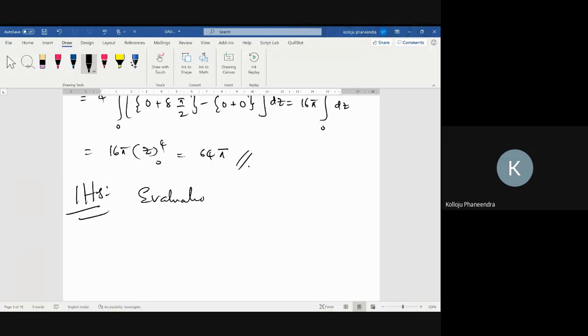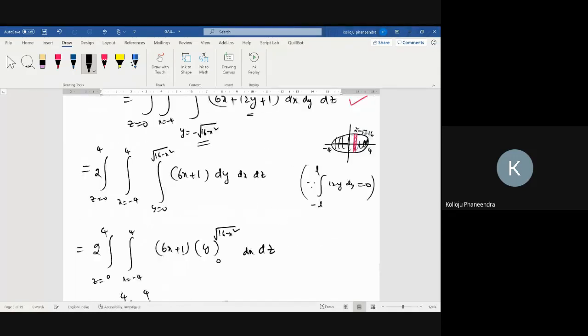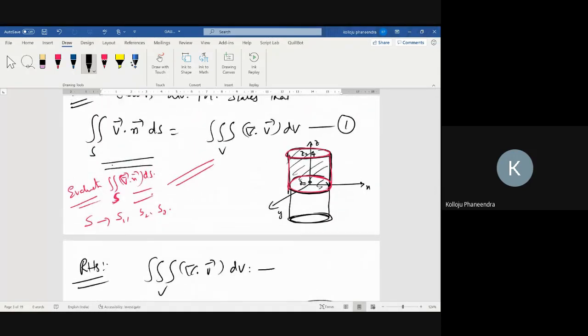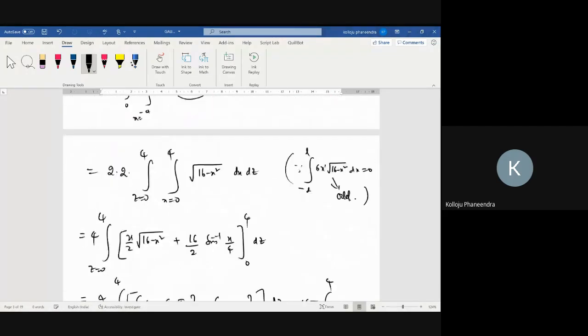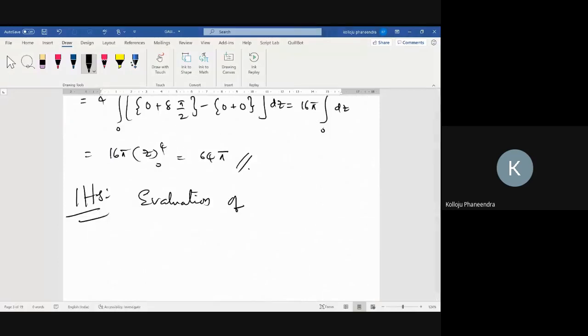See, if the question is to evaluate this integral, then apply the Gauss Divergence Theorem. The answer is this one. That's enough. But if you want to evaluate the surface integral, evaluation of the double integral over S of f bar dot n bar ds.